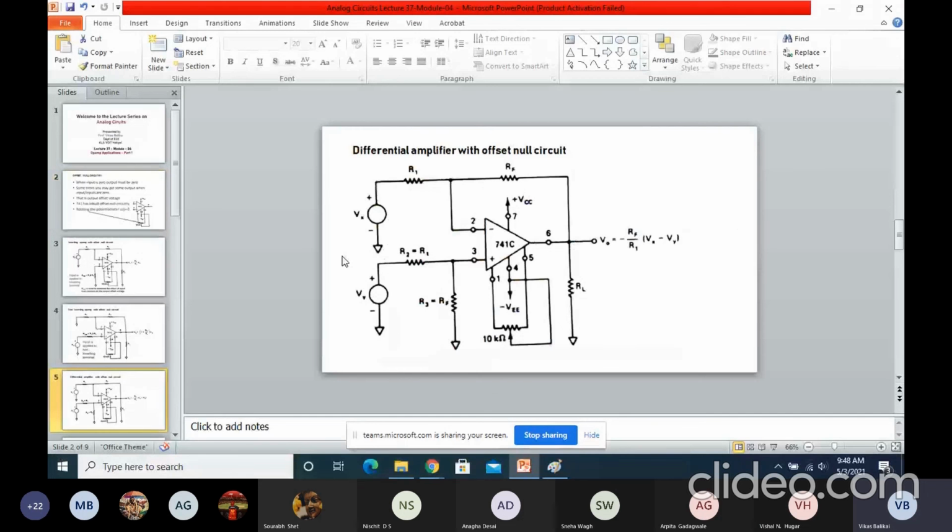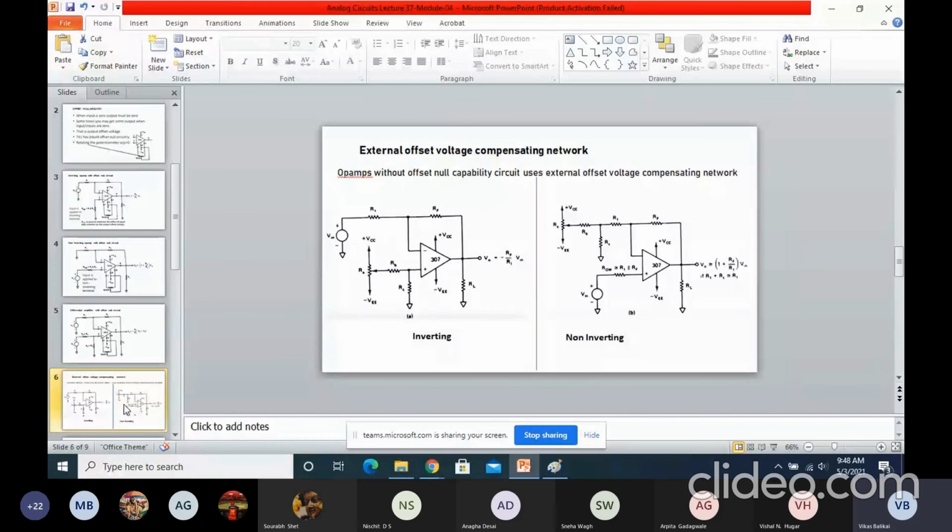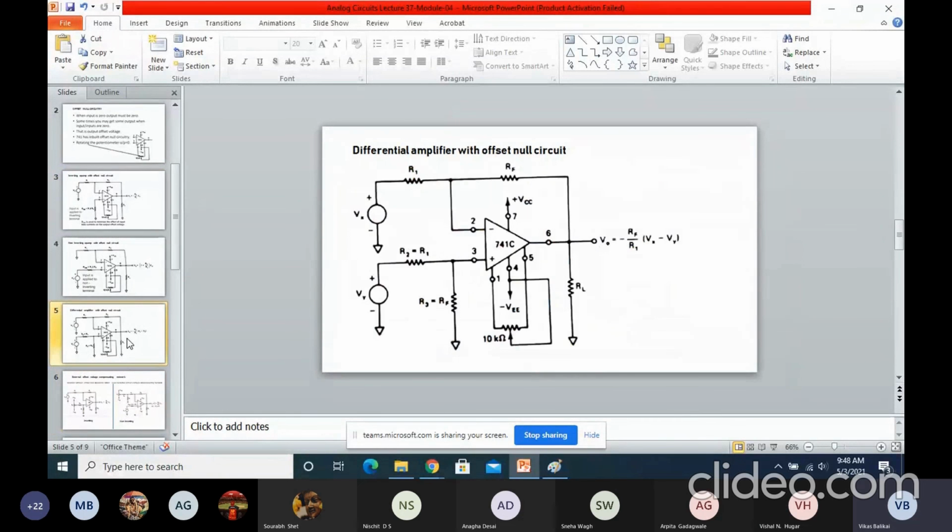We'll try to stop it over here, and then we'll continue with some more concepts, especially with respect to the external offset voltage compensating network and some numericals in the next class. And in the next class we are also going to discuss what is known as the instrumentation amplifier. So basically we'll stop it over here, and we can meet in the next class.